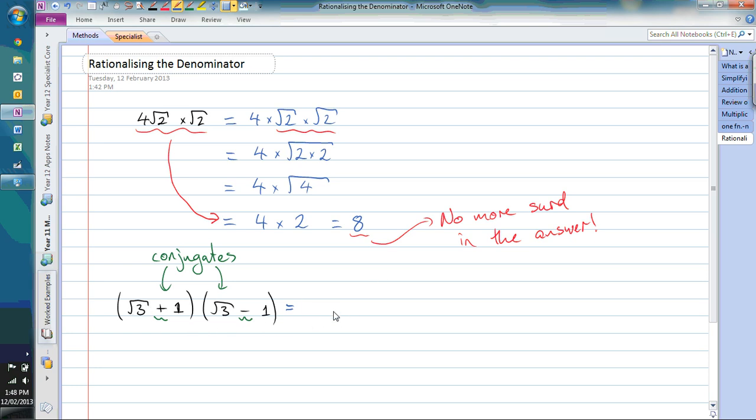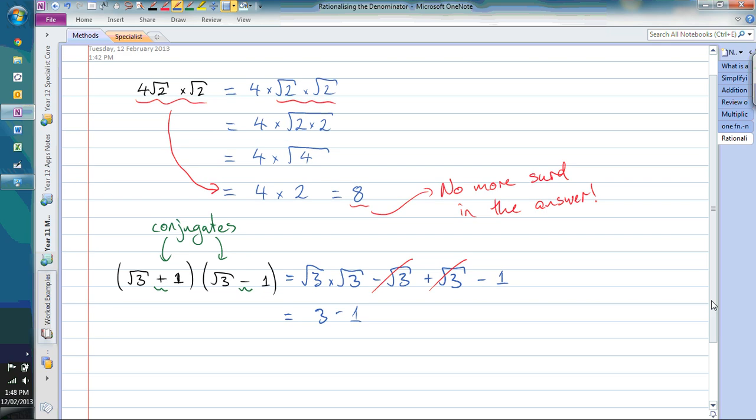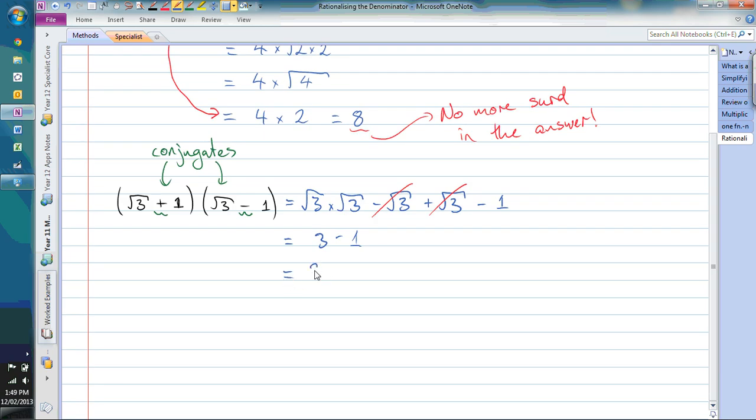But here we have first terms, square root of 3 times the square root of 3. Outside terms are going to give us negative root 3. Inside is going to give us positive root 3. Last terms, 1 times negative 1 is negative 1. Tidying that up, I get 3 from this first term. Square root of 3 times square root of 3 is 3. These two are going to cancel because I've got a negative and a positive of the same thing. I've still got my minus 1. And so the final result for this one is going to be 2.